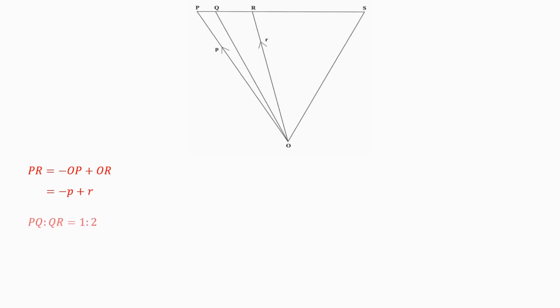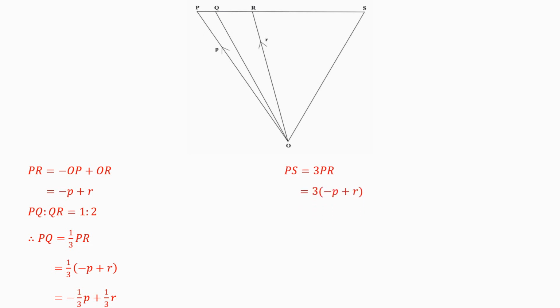Then we've been told that PQ to QR is equal to 1 to 2. Therefore, PQ can be expressed as a third of PR, which is 1 over the total ratio. Therefore, our PQ will be a third times (negative p plus r), which is equal to negative a third p plus a third r. Then, PS is equal to 3PR, which is equal to 3 times (negative p plus r), which is equal to negative 3p plus 3r.